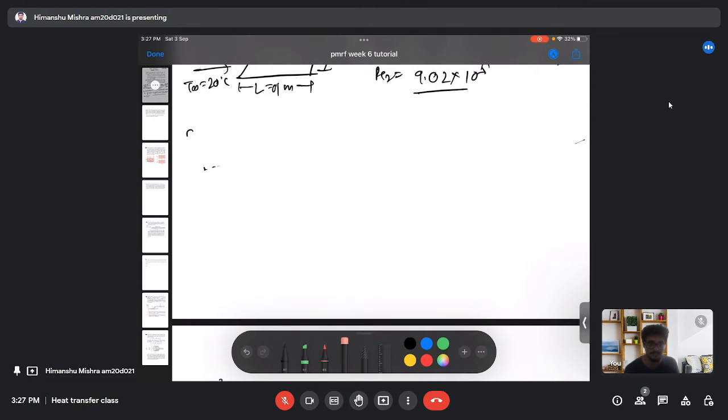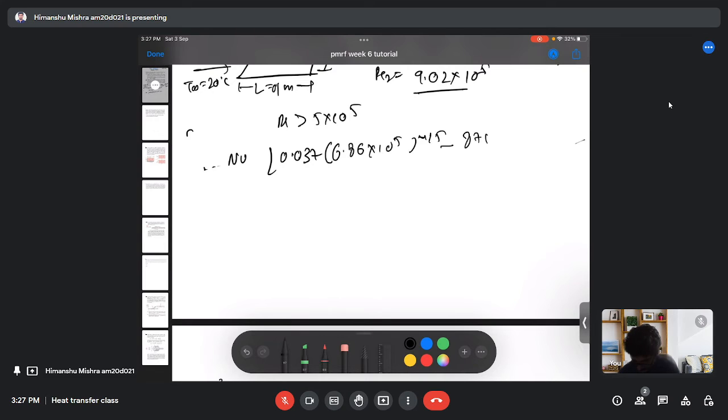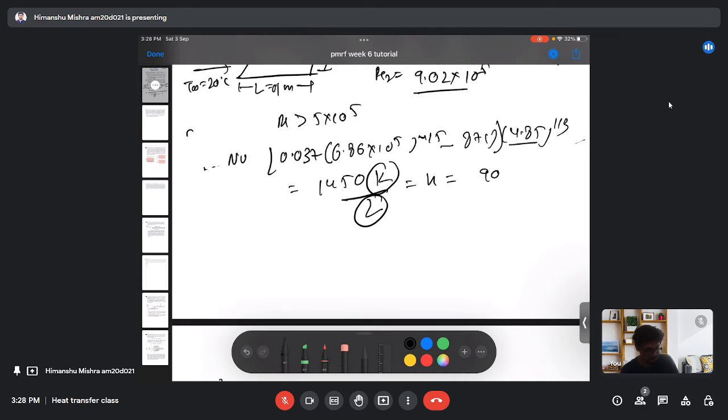Similarly, we will use the Nusselt number correlation when the Reynolds number is greater than this. I will be using the same correlation for the Nusselt number and just directly putting in the values. This is my Prandtl number. So this is my Nusselt number, and I can find the heat transfer coefficient here by putting in the length of the plate as well as the thermal conductivity, and it will be around 9050.